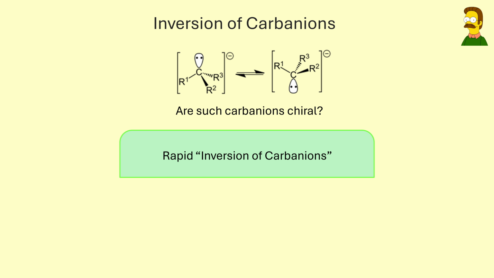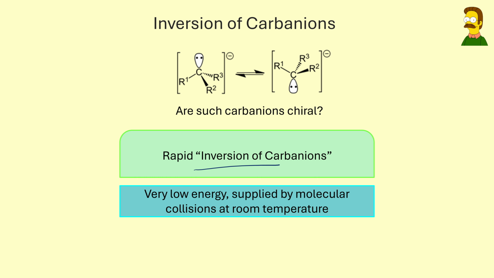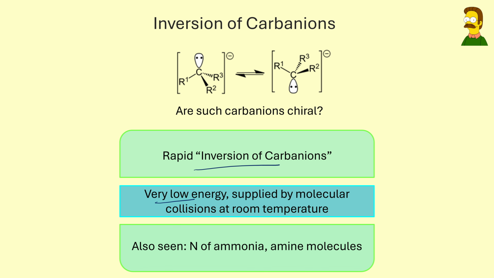What do I mean? Everything in chemistry or in real life is about energy. If the energy changes are really tiny to go from one form to another, they happen by themselves. That's exactly what this means, rapid inversion of carbanion. So it's very low energy and it's supplied just by molecular collision at room temperature itself. Similar to N of ammonia and amine molecules. So they are not chiral.